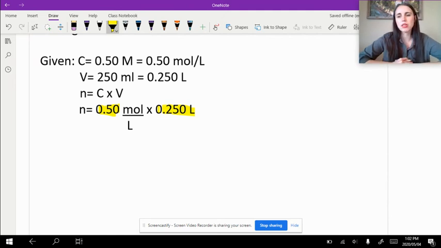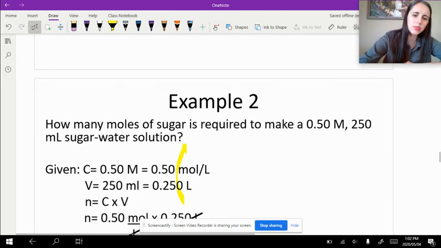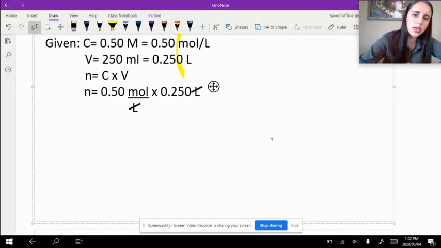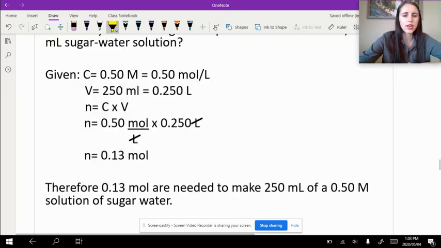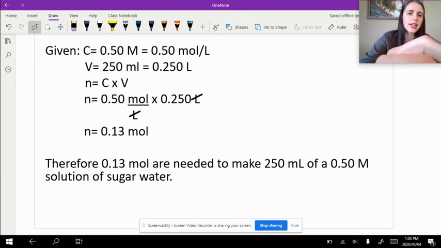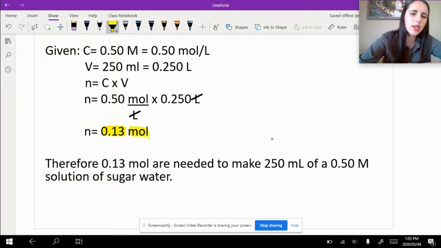Now remember, I'm including units because I want to make sure that those units are going to cancel out. I can see that I have liters in the top. I can see that I have liters in the bottom. Those are going to cancel out, and that's going to leave me with the unit of mole. Leaving me with the unit of mole is the unit that I'm looking for, so that means that I've done my calculation correctly. If I plug that into my calculator, I'm going to find that I end up with 0.13 moles.